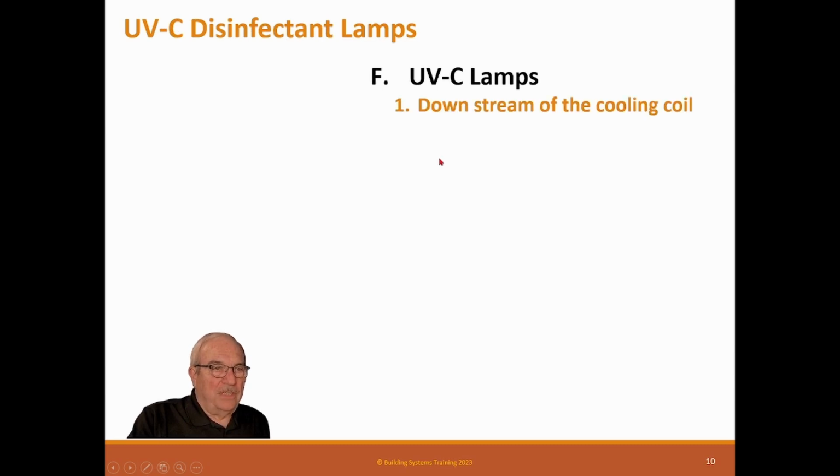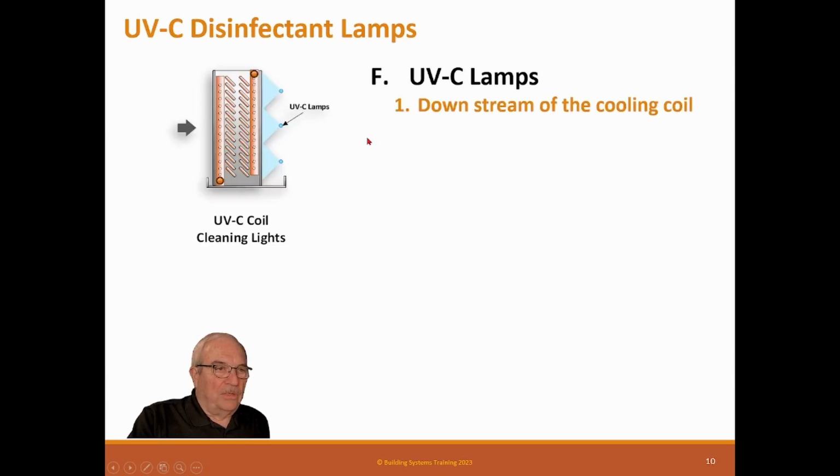Okay, UVC lamps. They're downstream of the cooling coil. What we do is we put these lamps so that they shine on the downstream side of the coil. This ultraviolet kills any bacteria that might get on that coil, which actually keeps the coil clean. So that's what they're for, to keep these coils clean.